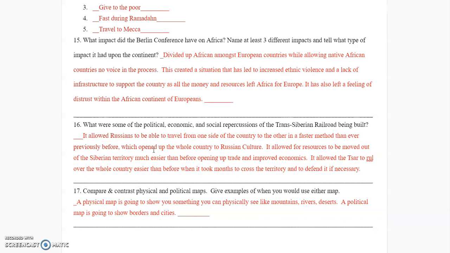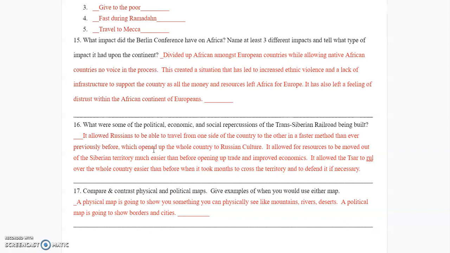16. What were some of the political, economic, and social repercussions of the Trans-Siberian Railroad being built? So remember the Trans-Siberian Railroad, the railroad that connects Russia from Vladivostok on the eastern coast of the Pacific Ocean, all the way across Siberia, across the Ural Mountains, across most of the plains of Eastern Europe, and up to Moscow. So it really controls a lot of the country, right?